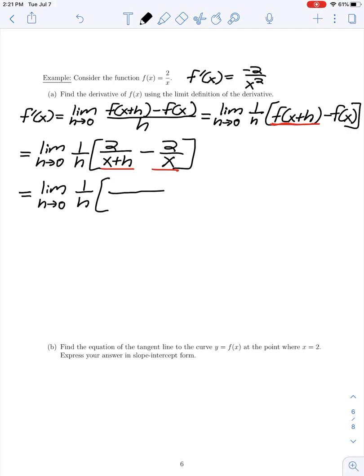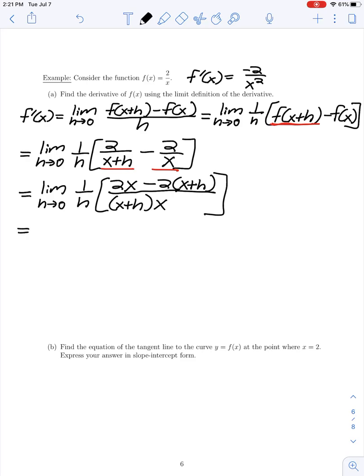That is x plus h times x. Now, in order to have that denominator for my first fraction, I would have to multiply top and bottom through by x. So I would have 2x over x plus h times x. And then I'm subtracting 2 over x. Now to get this denominator, I would have to multiply that fraction on top and bottom by the quantity x plus h.